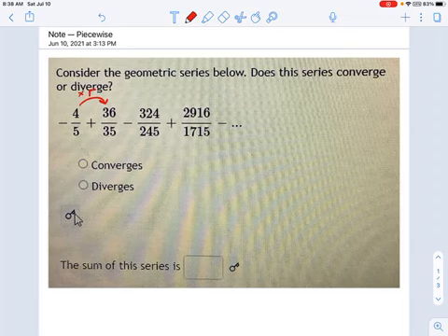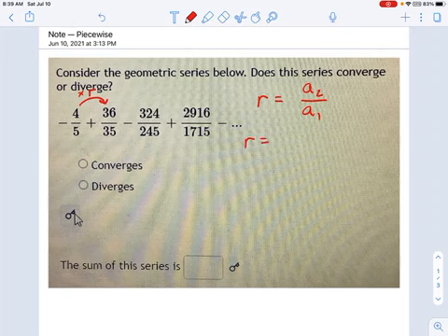So I always just say R equals A2 over A1. And as a little exercise, if you're not sure where that came from, pause the video, go get your explicit formula, and plug in n equals 2, and you can see how I got this. Now, let's go about doing this. Let's say R equals A2 divided by A1.